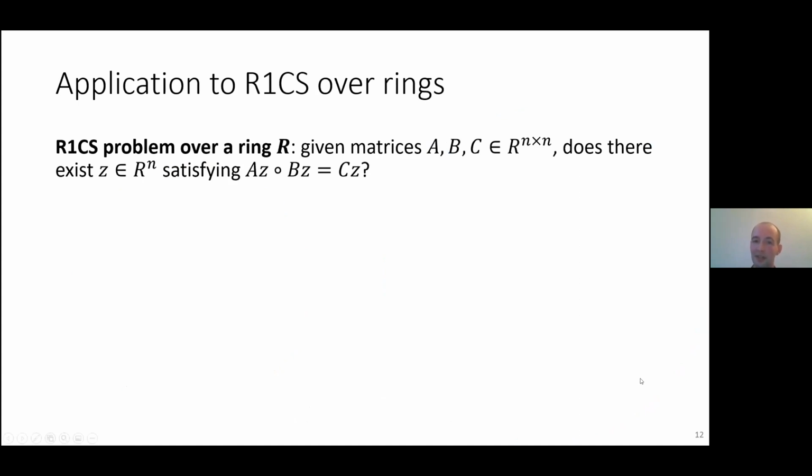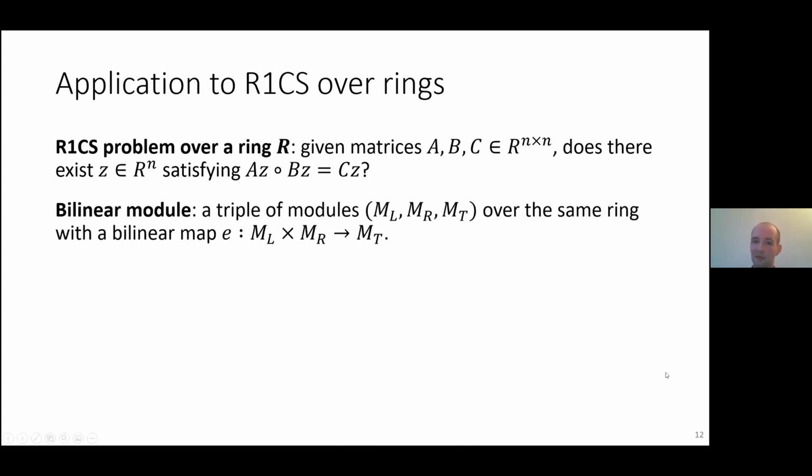So what we'll consider is the R1CS problem over a ring R. Given three matrices defined over the ring, you want to ask whether there's a vector Z in the ring which satisfies AZ times BZ equals CZ. And now, typically to make these succinct arguments, the prover is going to make a cryptographic commitment to the witness Z. And in order to give us the infrastructure to do that, I'm going to talk about what a bilinear module is and what that means.